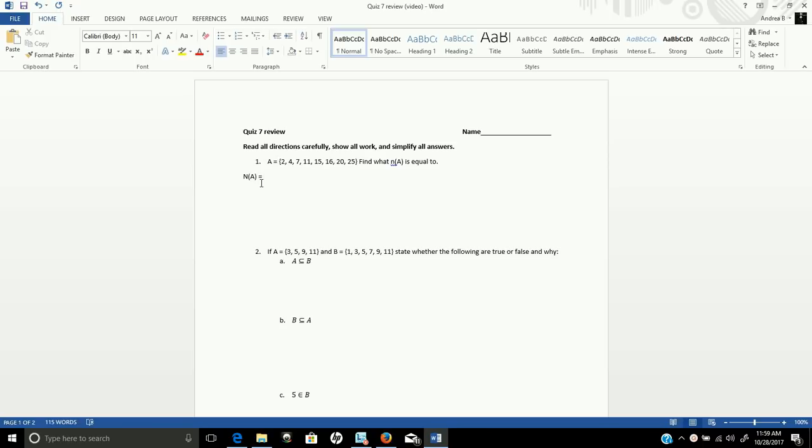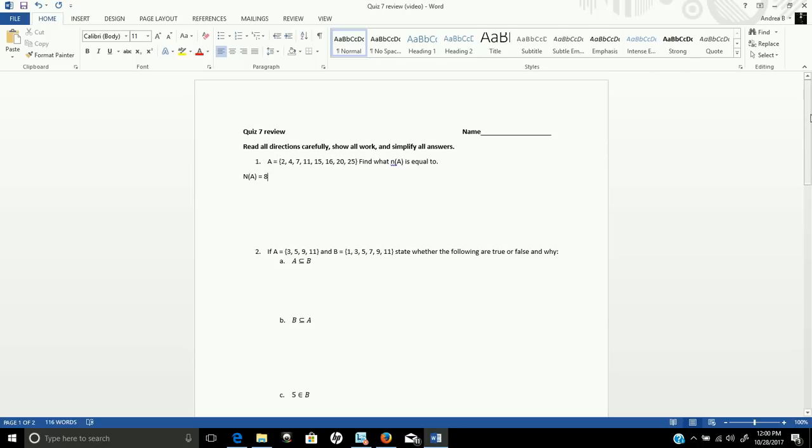So we've got the 2, 4, 7, 11, 15, 16, 20, and 25. Those are all called elements of the set. So if we count the number that are in there, we have 8. So n of A would be 8.